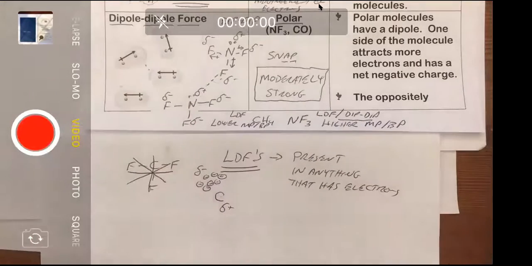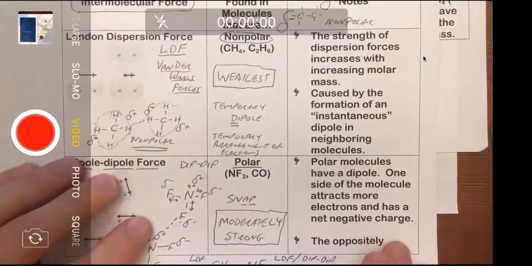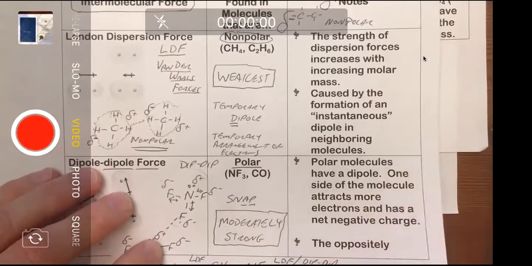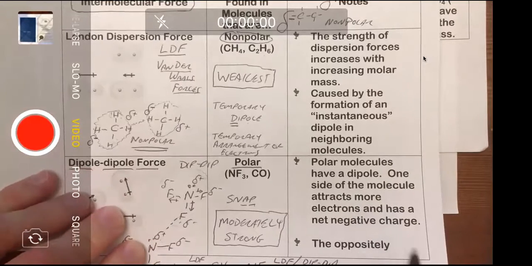Did I get to your question somewhat? Yeah, I just don't understand why it says that it's only in nonpolar if it's in both of them. Is that because of what it says on the note sheet? Yes. Where is it saying that? I'm just trying to find it. Found in molecules that are nonpolar. Right at the top.